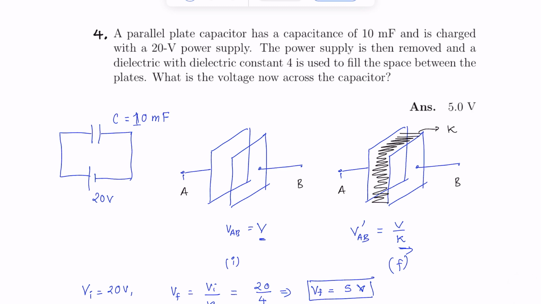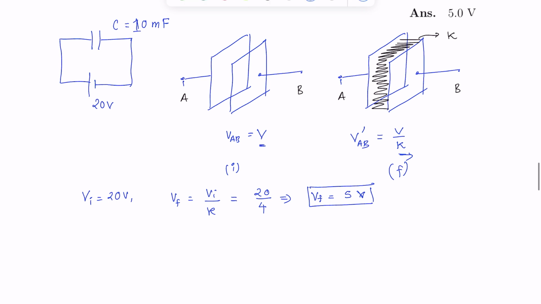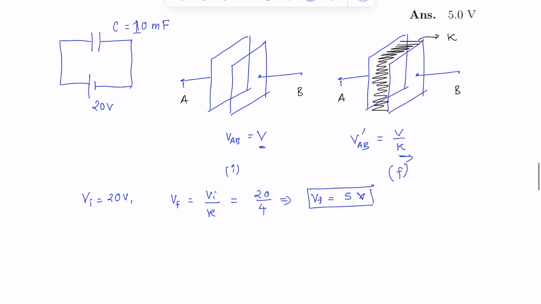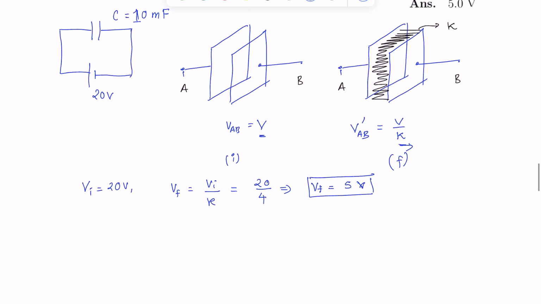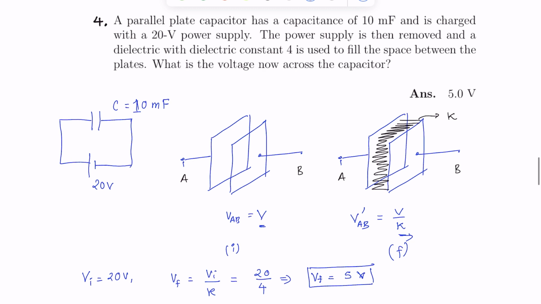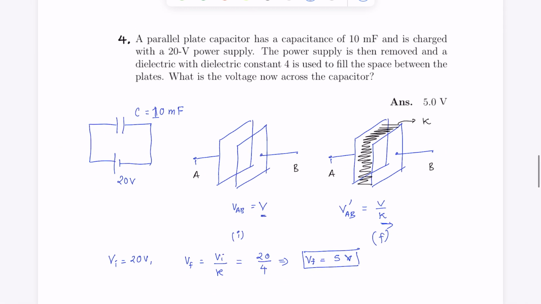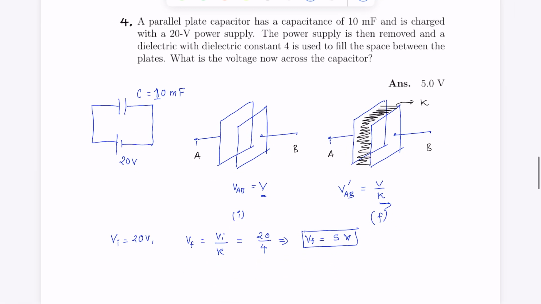So you can ask questions like, initially dielectric constant K was filled, and before that dielectric constant K prime was filled. Let's say you initially fill it up with water, so it has some dielectric constant, and you fill it up with some oil which has some other dielectric constant. So you can ask what is the ratio of the voltage, and there will be 4 options given to you. Those kinds of questions can be asked here.